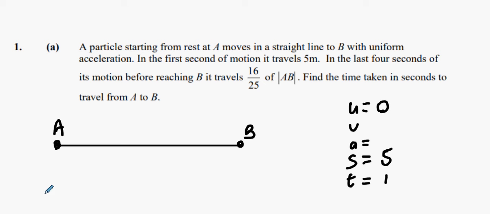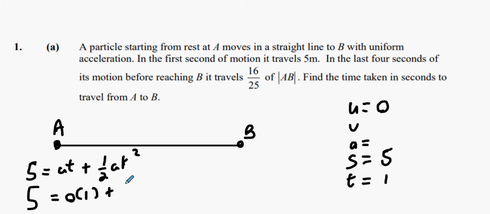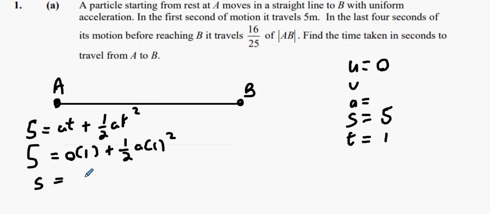So 5 is equal to ut. Sorry, we'll call that s. s equals ut plus a half at squared. Then enter in s is equal to 5, which looks exactly the same. And then 0 times 1 plus a half a times 1 squared implies that a half a equals 5 and a equals 10. So pretty much I think nearly everybody got that. a is 10 meters per second squared, right?